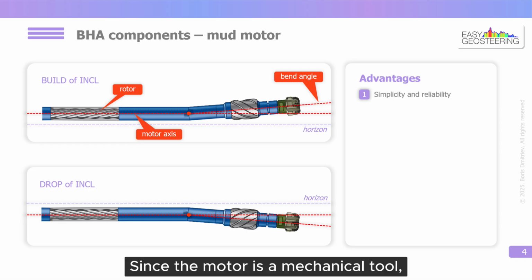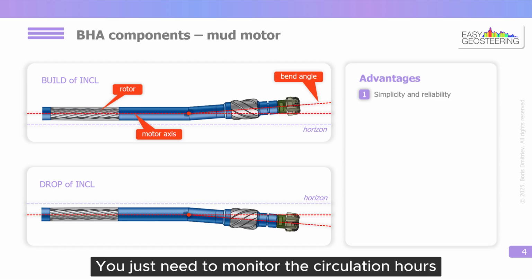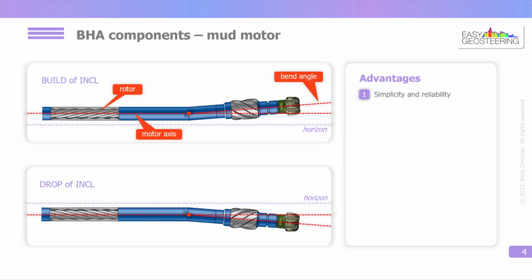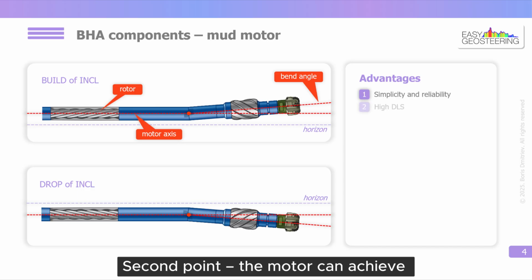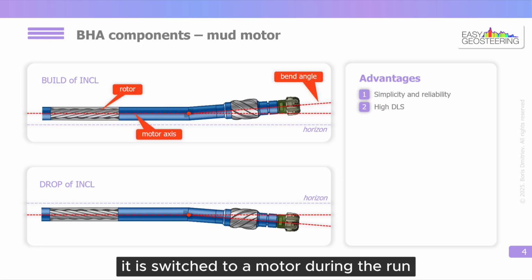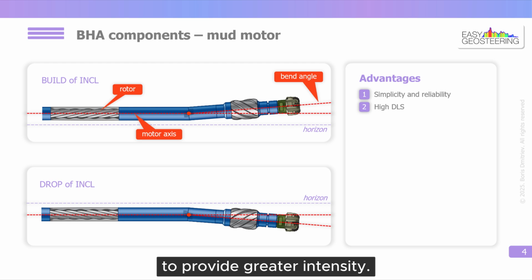Since the motor is a mechanical tool, it's relatively simple and reliable. You just need to monitor the circulation hours and send it to the base for maintenance in a timely manner. Second point, the motor can achieve a higher DLS compared to RSS. In some cases, if RSS cannot provide the desired DLS, it is switched to a motor during the run to provide greater intensity.